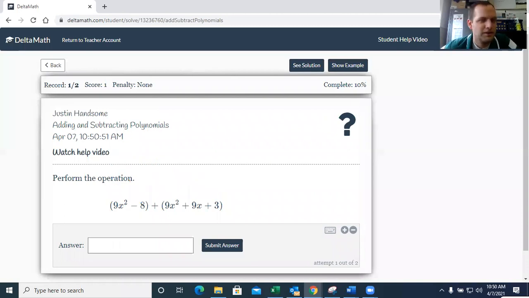Second problem we got to do. Now, your problems are going to be slightly different, but this is just so you can get a general idea. All right, so here we go. We've got the 9x squared plus 9x squared. Well, what's 9x squared plus 9x squared? 18x squared.